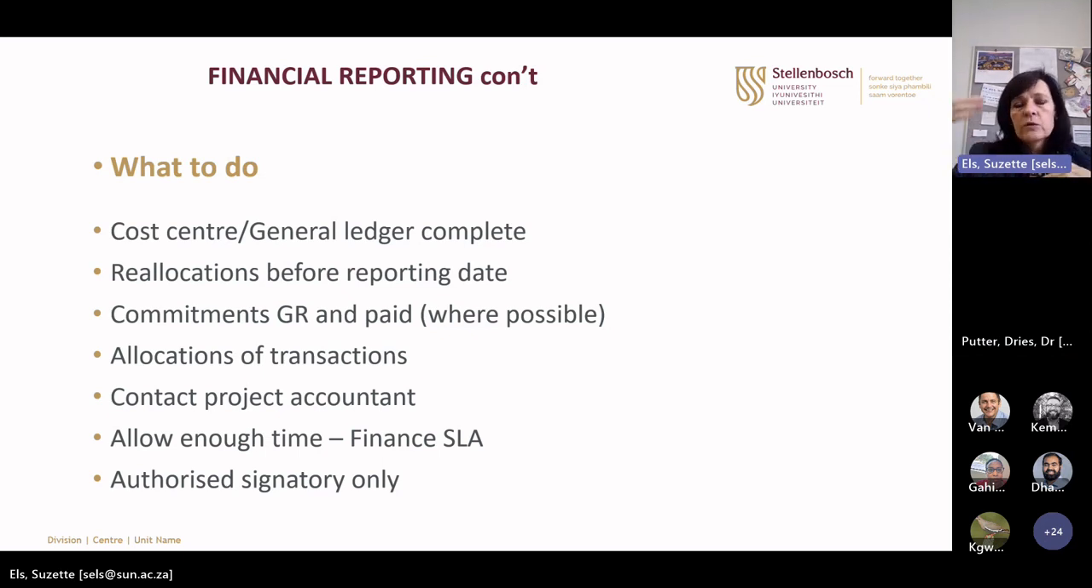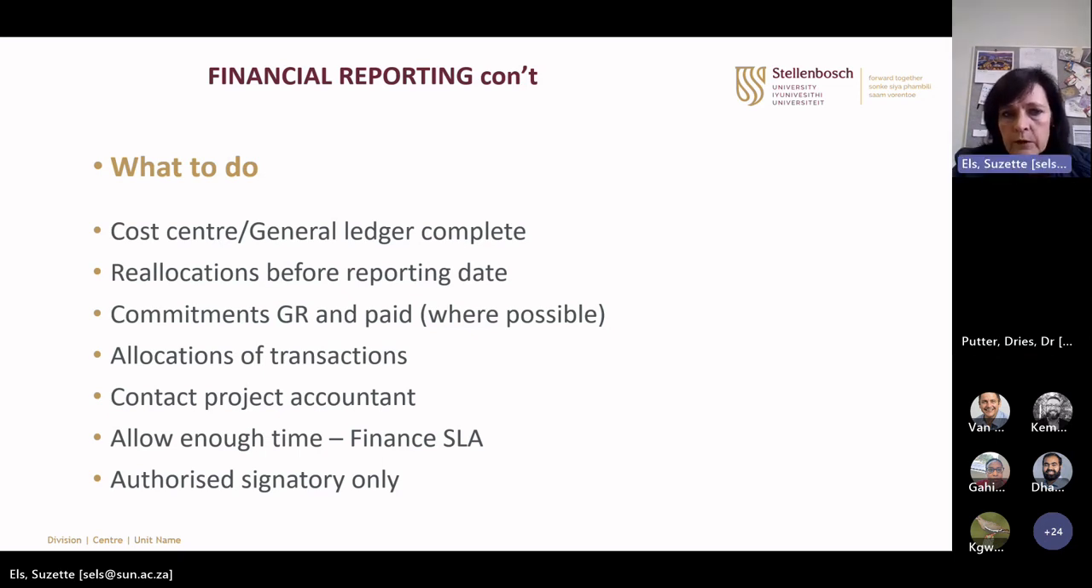So we will extract the whole of the period's transactions, and you need to do the allocations of the transactions according to your budget. And from there, we compile a report that will look similar to the original budget that was proposed to the funder, or that was approved by the funder. Sometimes we will use our own normal income expense statement. Sometimes the funder has his own template, and then we will use the funder's template to report on.